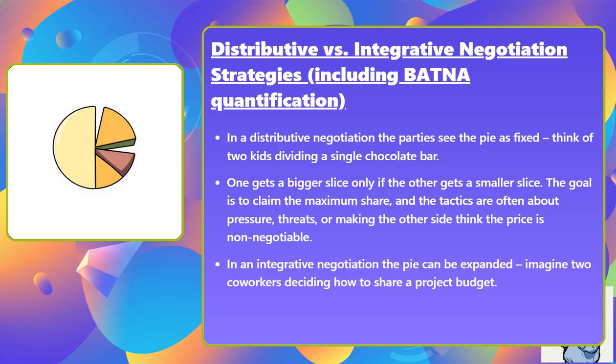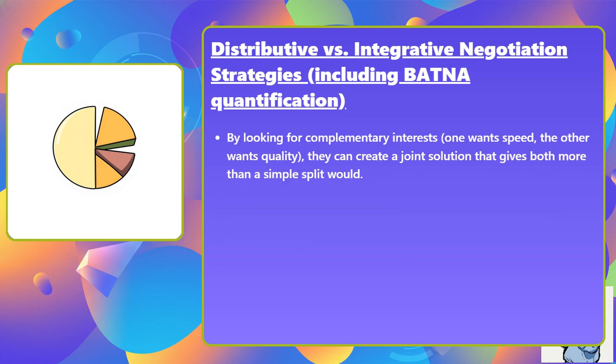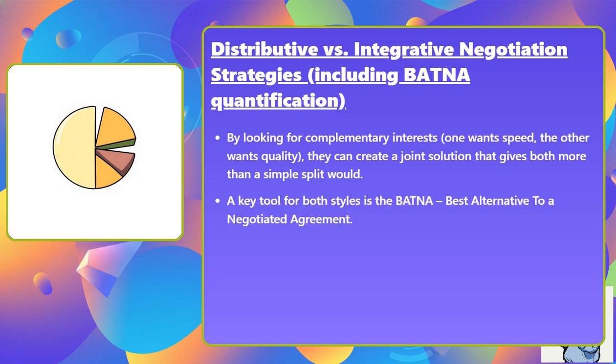In an integrative negotiation, the pie can be expanded. Imagine two coworkers deciding how to share a project budget. By looking for complementary interests, one wants speed, the other wants quality, they can create a joint solution that gives both more than a simple split would. A key tool for both styles is the BATNA, best alternative to a negotiated agreement.